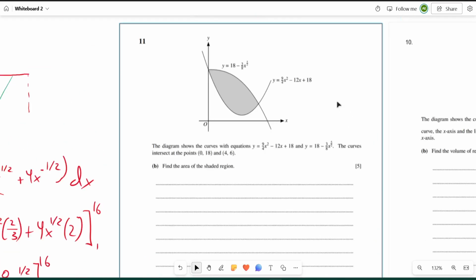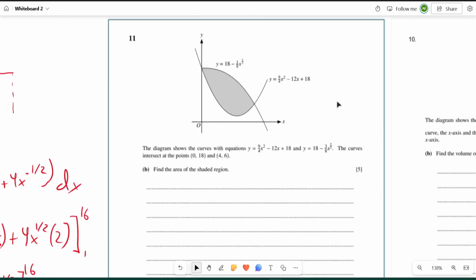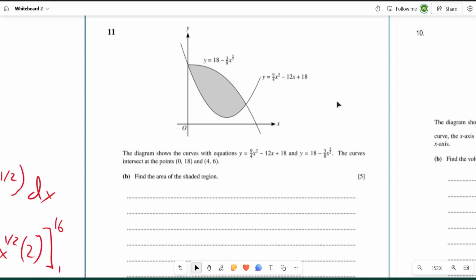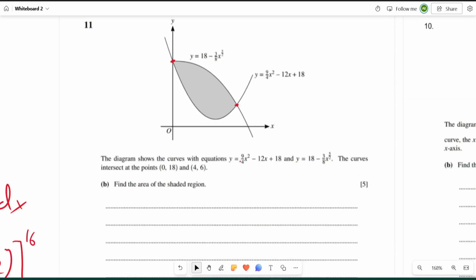Now, this question is also very important to understand. The question says that the diagram shows the curves with equations y equals 9/4 x squared minus 12x plus 18, and another curve with the equation y equals 18 minus 3/8 x^(5/2). The curves intersect at these points: this point (0, 18), and this point (4, 6). It says find the area of the shaded region.